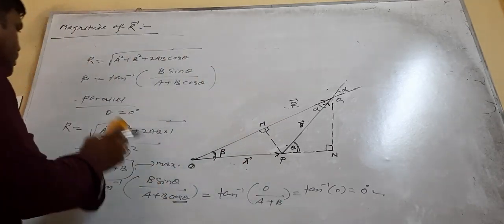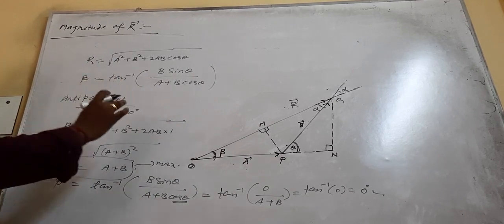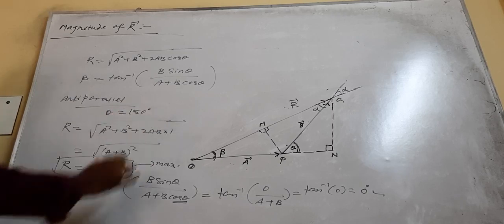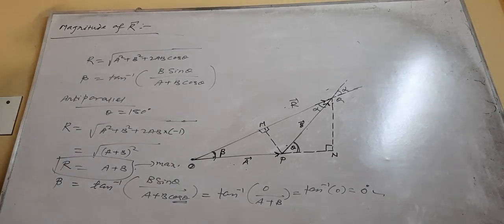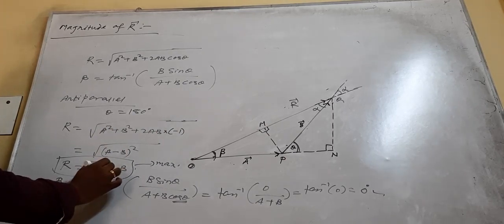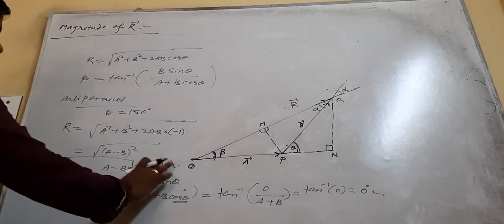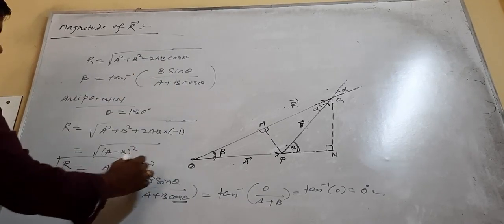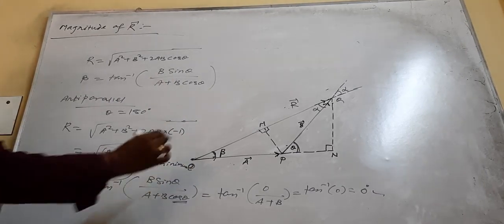So now come to anti-parallel vectors. In the same way, if two vectors are anti-parallel, meaning opposite to each other, then theta is 180 degree, and cos 180 degree is minus 1. That is a square plus b square minus 2ab, which is a minus b whole square, that is a minus b. You remember, the minimum value of cos theta is minus 1, so the resultant vector magnitude is minimum when theta is 180 degree. That means the minimum value is a minus b. It is the minimum value of the resultant.